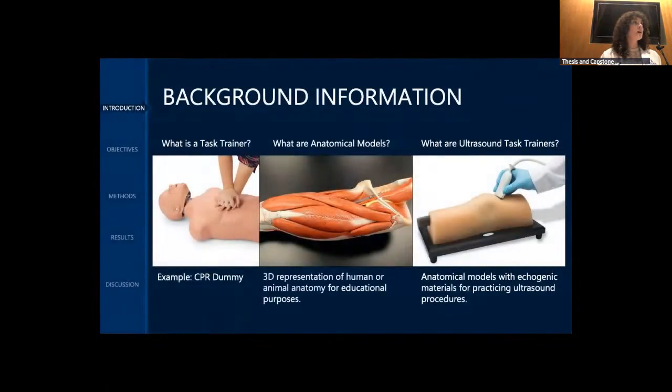So to set some context, what is a task trainer? A great example of a task trainer is actually a CPR dummy. It teaches you the task of CPR. An anatomical model does not teach you a task, but has a 3D representation of the internal anatomy. An ultrasound task trainer is the combination of these two, maintaining anatomical accuracy as well as teaching you a task.